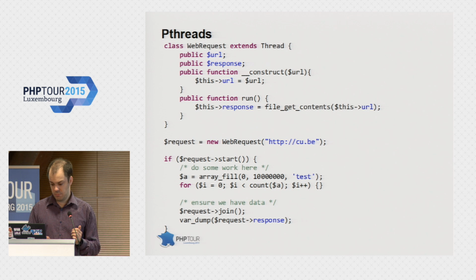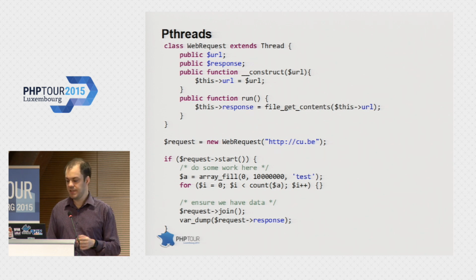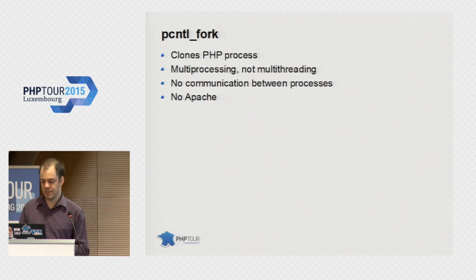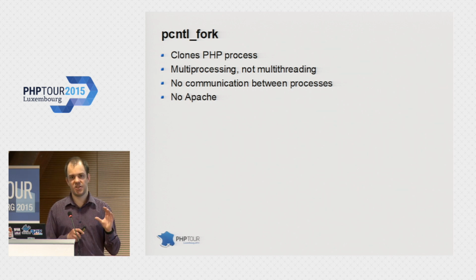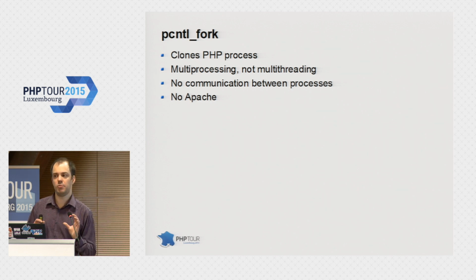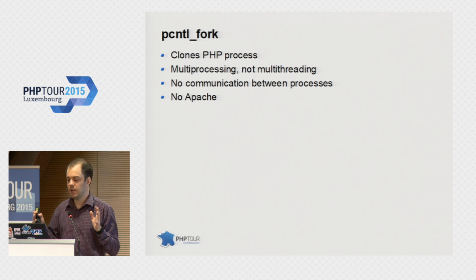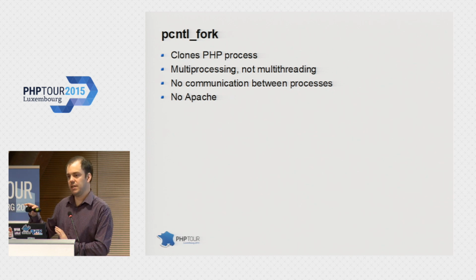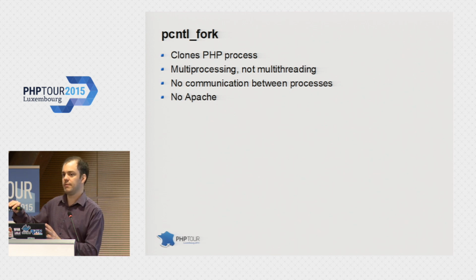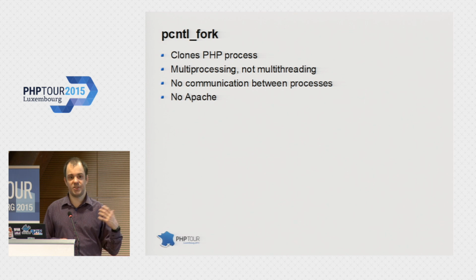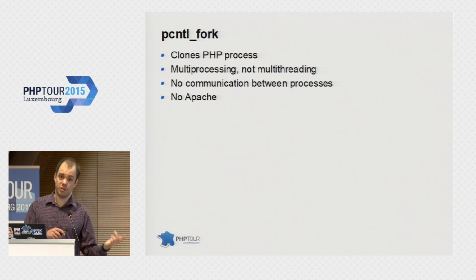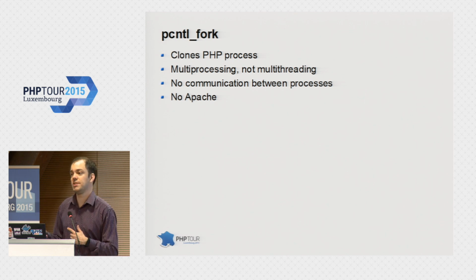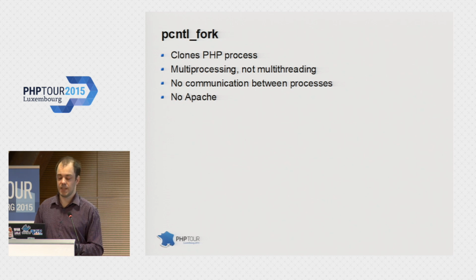The second way is using PCNTL fork. This is one that will actually clone your PHP process. So your PHP process is running, and it will actually make a copy of it. It will run it in a separate process ID, basically. This doesn't support multi-threading. It does support multiprocessing. So it's going to launch a new process which can run on a different core.